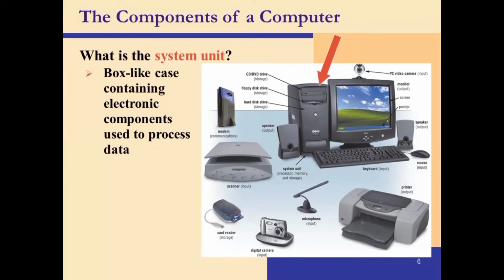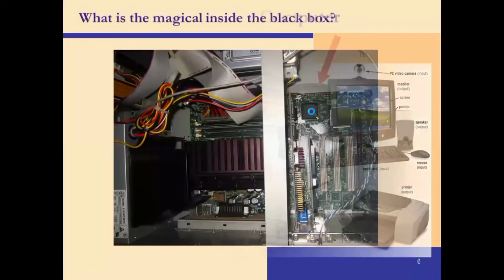Let us talk about the most important part of the computer. Without it, every device connected to it is useless. You cannot even use them. You can use a speaker, a microphone, but you cannot use a keyboard or mouse. This is called the system unit. The device the red arrow is pointing towards is called the system unit: a box-like case containing electronic components used to process data. This is called the brain of the computer.